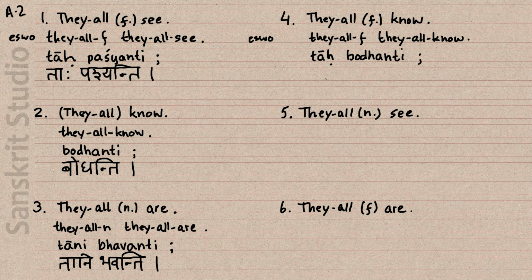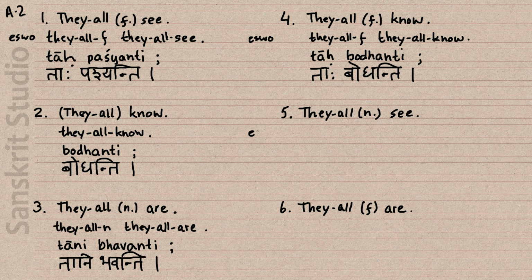Okay, and then we do the Devanagari here. Taha, B, and one of those, and the, and then NTI here, hopefully. Something like that. Taha bodhanti. Number 5, they all N C.